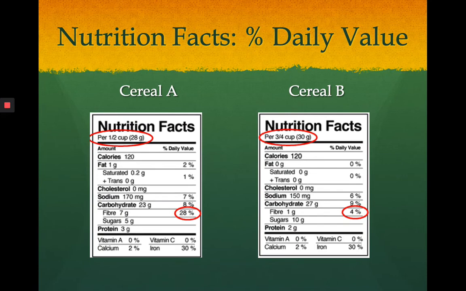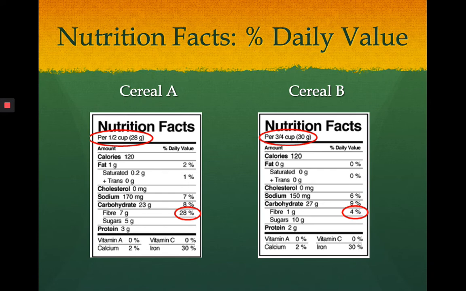So let's compare cereal A and cereal B. We got 2 cereals. Well, first, before we compare them, we need to look at how they stack up with regards to their serving size. So cereal A, half a cup is 28 grams. Cereal B, 3/4 cup is 30 grams. So although one is half a cup and one is 3/4 cup, which is 50% more, they're almost the same in grams. So they're very comparable.